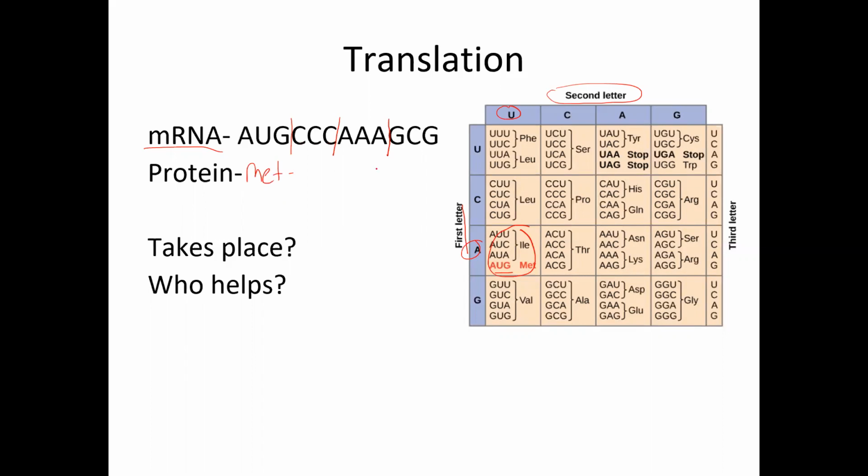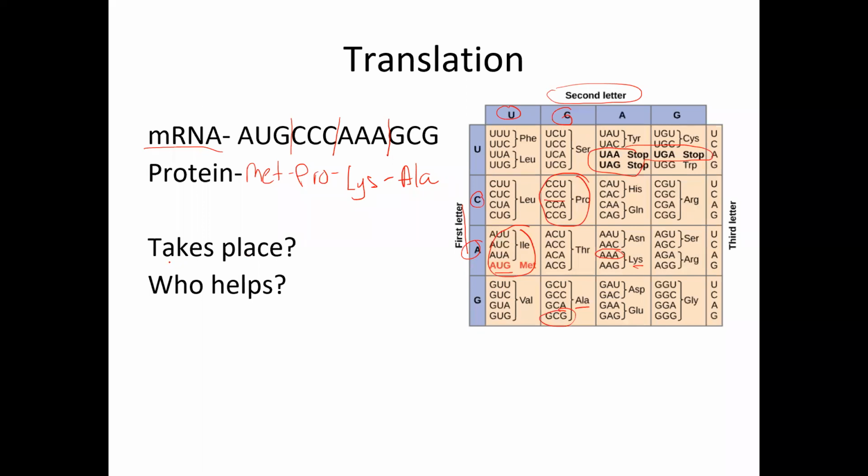Then I have CCC, so I'm going to start with the C. Here's this one, so they meet here. And this one codes for proline. And then I've got AAA, which is right here, which is lysine. And GCG, which is alanine. And I would keep going until I get to one of these stop codons that would tell my ribosome and my transfer RNAs we're done, no more. This amino acid chain is finished. I can now fold it into a finished protein.